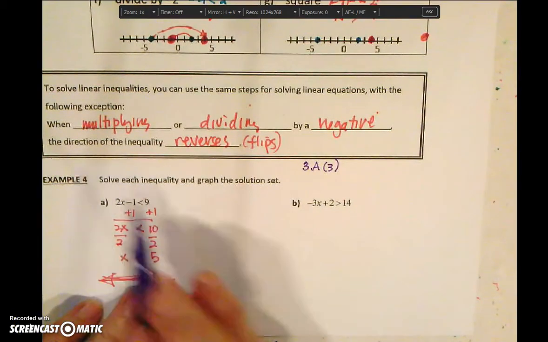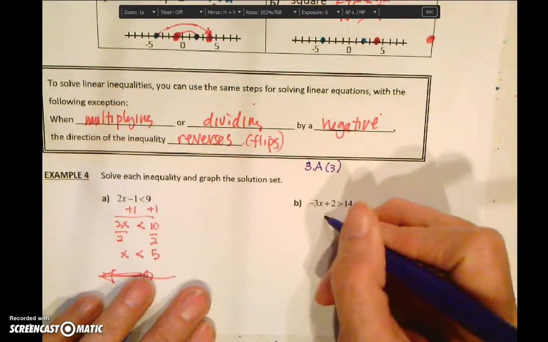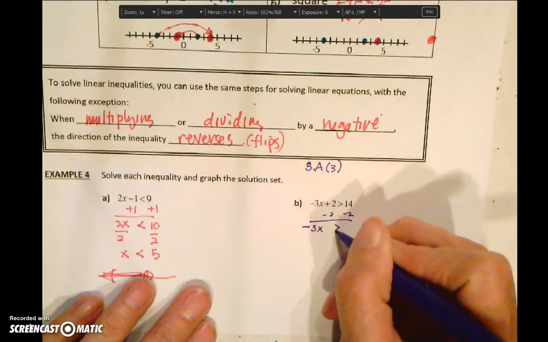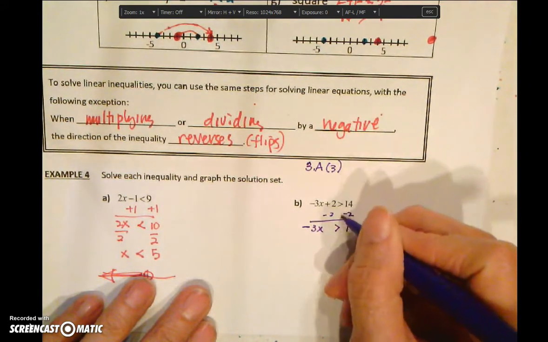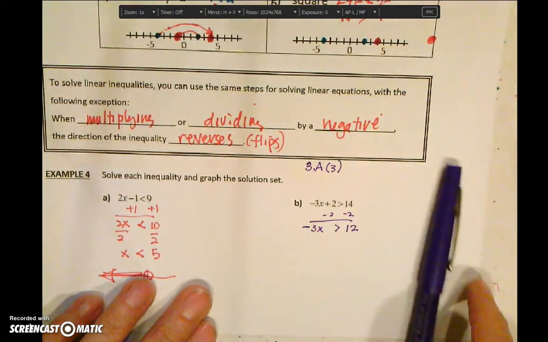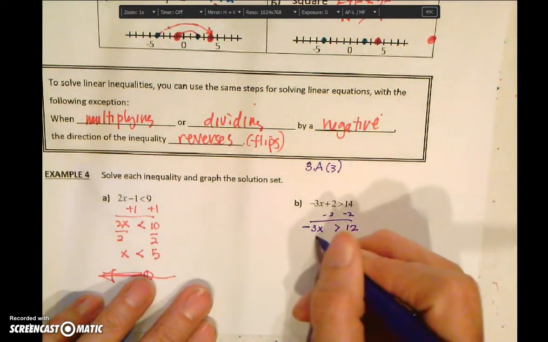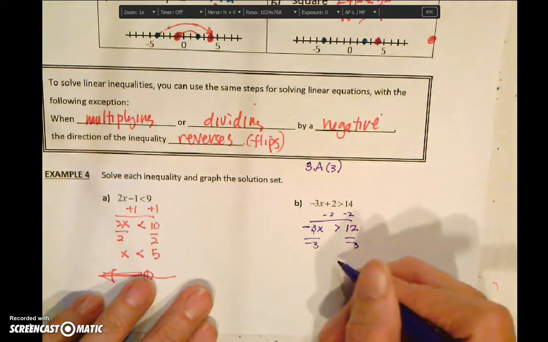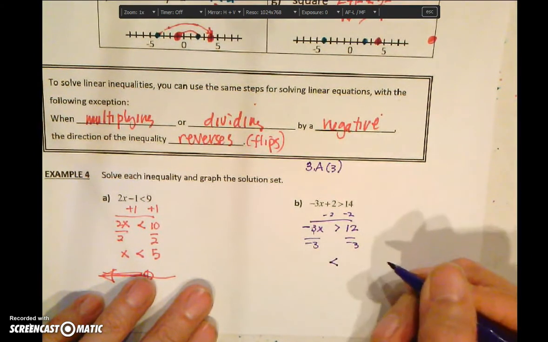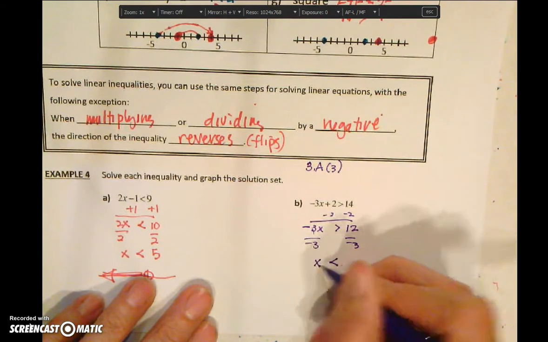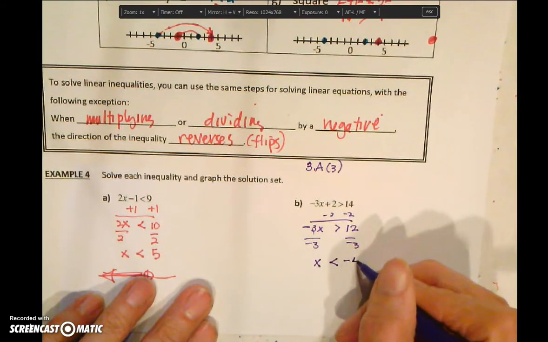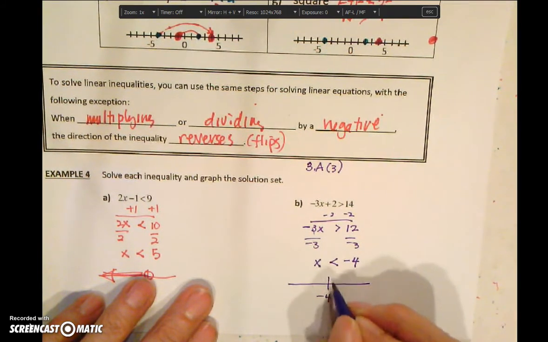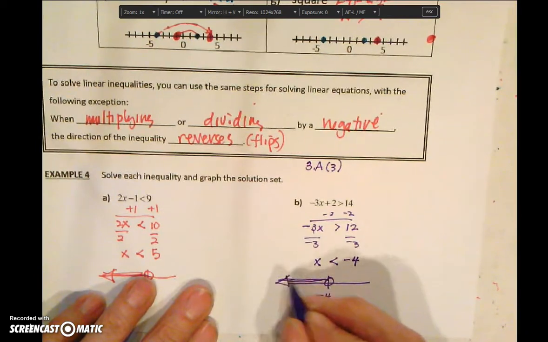All right, so let's solve example 4b, and we'll begin by subtracting 2 from both sides. That will give us negative 3x is greater than 12. Keep that inequality sign. I'm now going to divide both sides by that negative 3, and when I divide by a negative, it's going to flip this inequality sign, and now I'll have that x is less than negative 4, and when I graph it, I'll put negative 4 open dot and to the left.